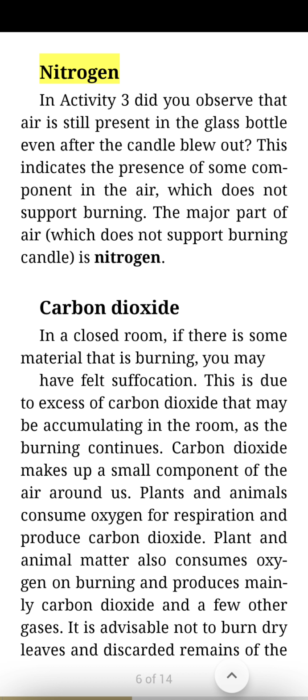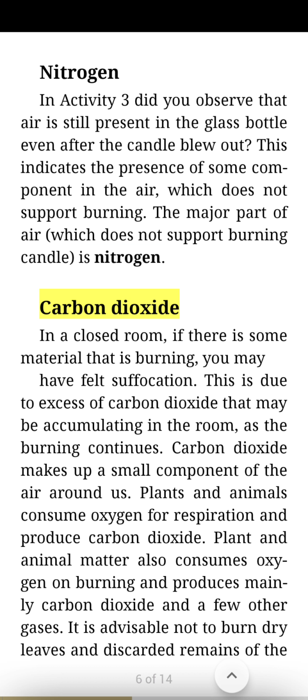Nitrogen. In activity 3, did you observe that air is still present in the glass bottle even after the candle blew out? This indicates the presence of some component in the air, which does not support burning. The major part of air, which does not support burning candle, is nitrogen.